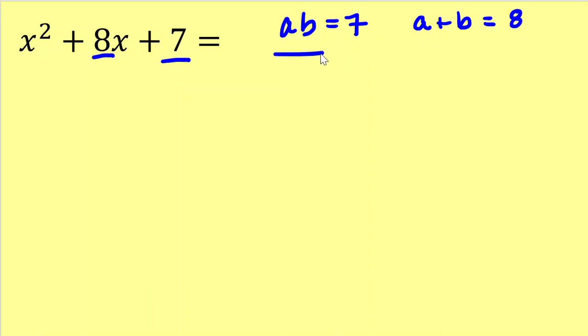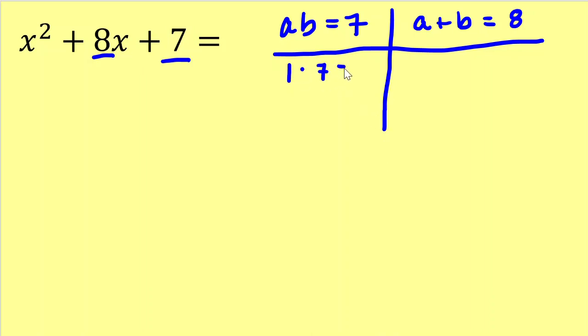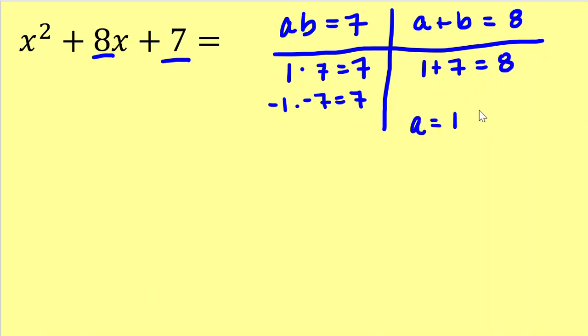Now let's go ahead and organize this with a table. So all the numbers that multiply out to 7 are 1 and 7. 1 times 7 equals 7. We also have that negative 1 times negative 7 equals 7. And let's go ahead and add these up. So we have 1 plus 7. Well, that's going to equal 8. That's exactly what we're looking for. So we can say that a can equal 1 and b can equal 7.